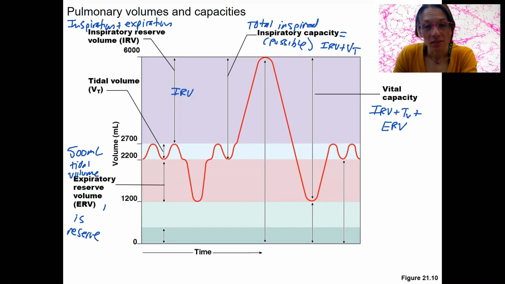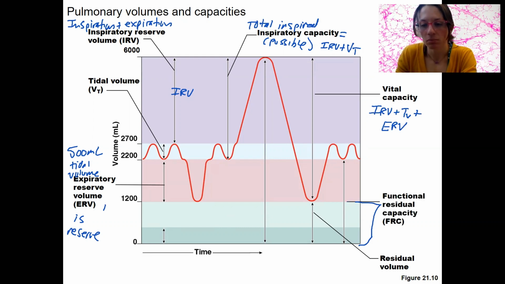But notice, what is this green stuff down here? That is some stuff that you never can breathe out. There's some residual air in your lungs that can never be exhaled. And that's actually so that your lungs don't collapse. You need to have some air in there, otherwise your alveoli literally are collapsed. So this is called the residual volume. That's what's down there.